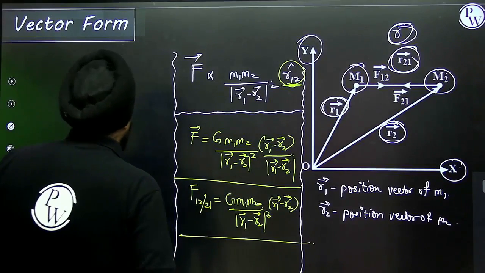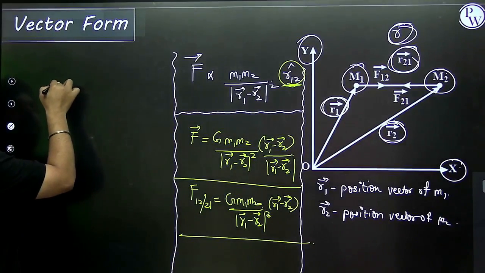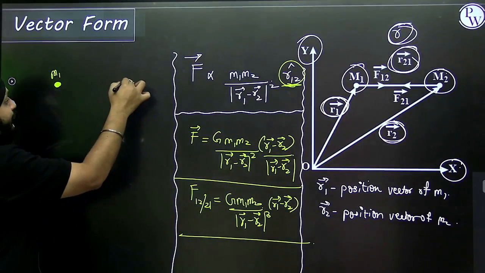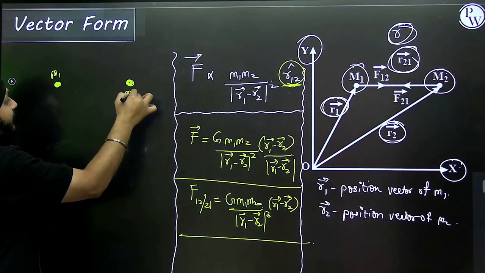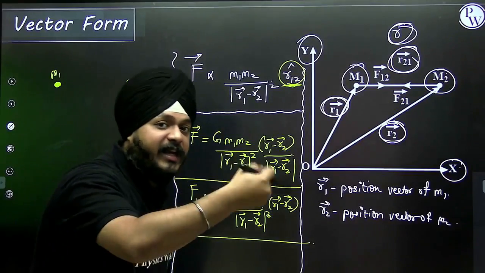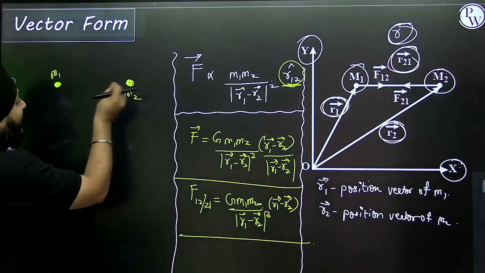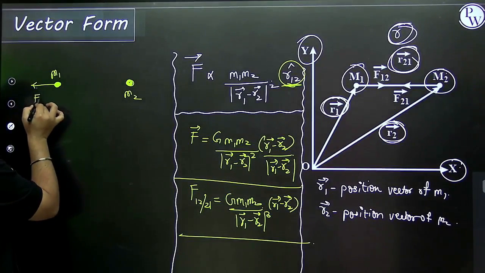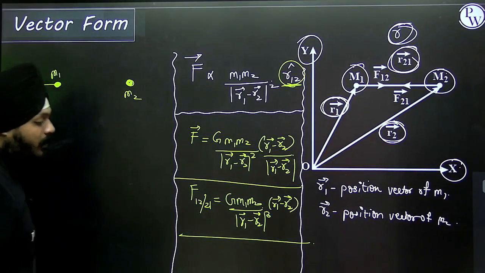Now, what about the force acting on 2? Suppose this is mass m1 and this is mass m2. We are talking about an attractive force. The one is attracting towards 2. So this is the force acting on 2 because of 1.